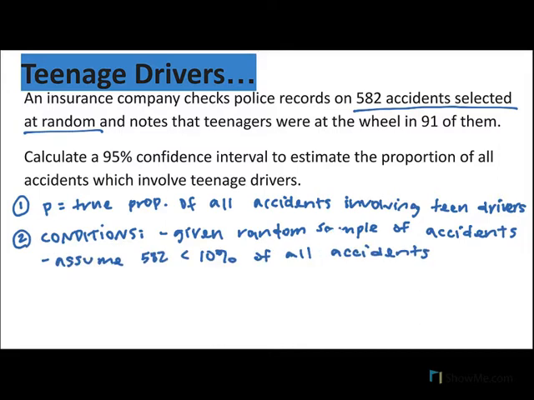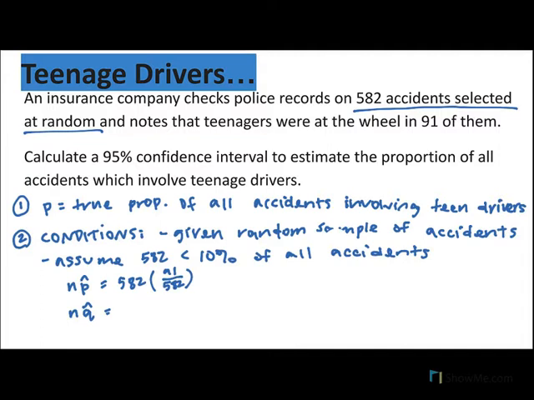And then our last condition is the one that checks for normality, or if a normal model is able to be used. And for that, we check, does n times p, or n times p hat technically, and n times q hat, or 1 minus p hat, do both of those come out to be greater than or equal to 10, sorry. So, with this one, our n is 582, and then our p hat is 91 out of 582.